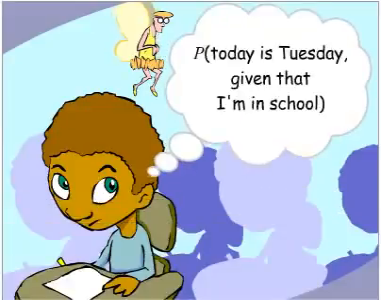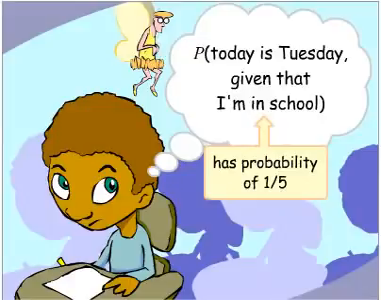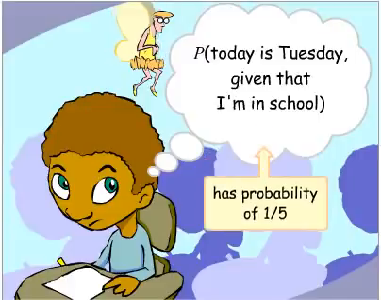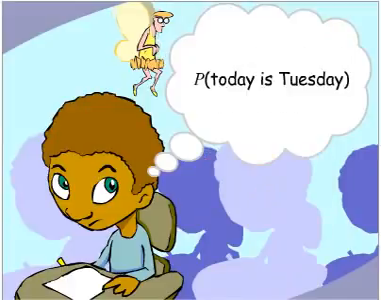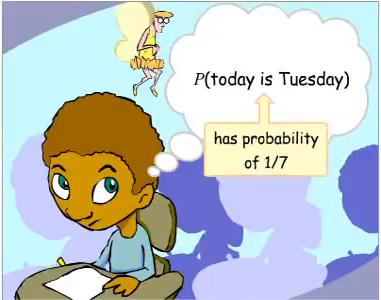The probability statement, the probability that today is Tuesday given that I'm in school, has a probability 1/5 of being true, since typically I'm in school only 5 days a week. Without the condition, the statement, the probability today is Tuesday, has a probability 1/7 of being true.